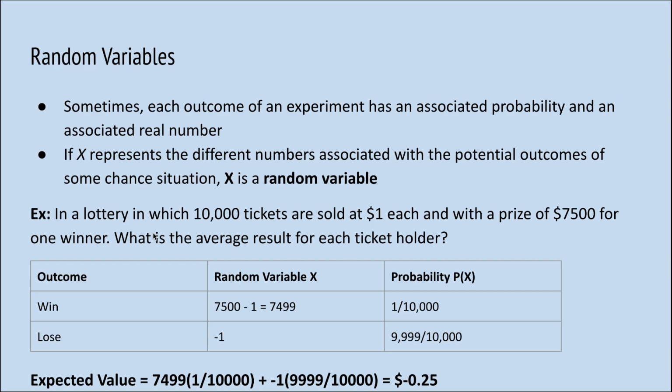So on average, what's going to be the result for each person? If you win, you're going to get a profit of $7,499, because you spent $1 and now you're getting that back. If you lose, you're just going to lose your dollar. And so you multiply each value x times its probability P of x, and the same for losing. And so you add them up, and if you have more than two outcomes, that works as well. And basically, on average, the average person loses a quarter, or 25 cents.